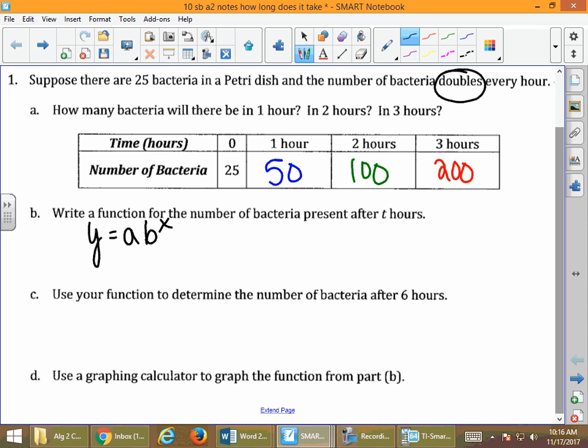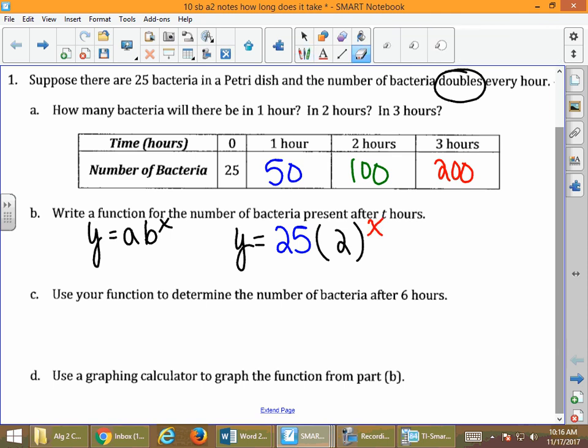But a is what we're starting with, so what are we going to put in our equation for a? The 25. The b, what's happening to our problem here? We're doubling. And then we can put this to the x or to the t. Actually, it says after t hours, so let's put t. I think the formula was a b to the x, but it's a variable, whatever you choose to put there.